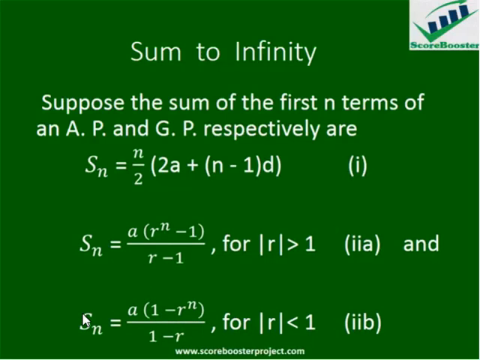So we can see that this particular condition, that is for absolute value of r less than 1, or we say minus 1 less than r less than 1, gives us a particular formula for obtaining the sum to infinity, and it only deals with a geometric progression. So this formula for sum to infinity now is a over 1 minus r. So that is how the formula for sum to infinity is derived.